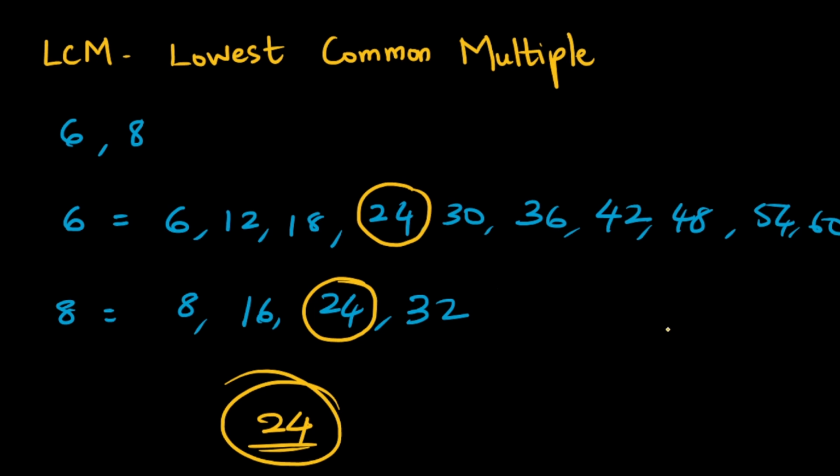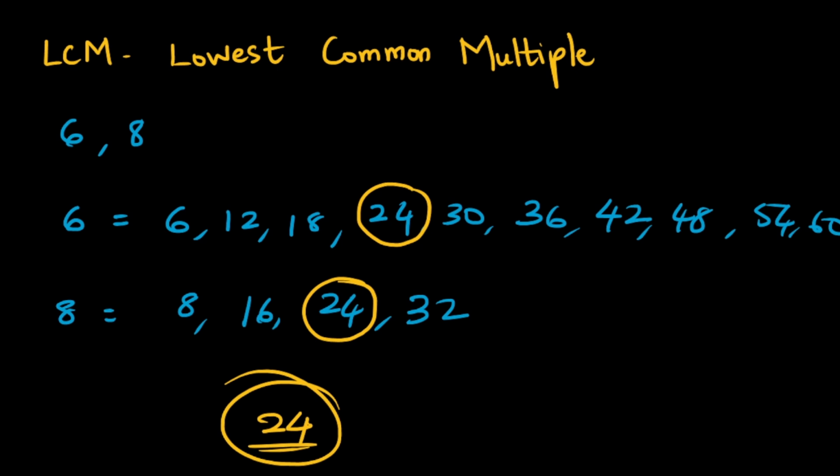When you write the multiples of 6, how do you write them? Just write the table of 6. 6 ones are 6, you write 6 here. 6 twos are 12, write 12 here. Okay, you just wrote the multiples of 6 and the multiples of 8. Which is the common one, which is the least? The smallest common multiple of 6 and 8 is 24.